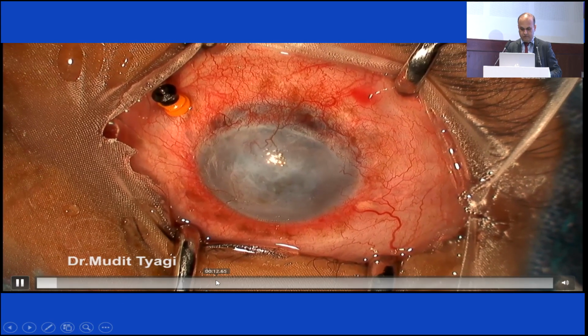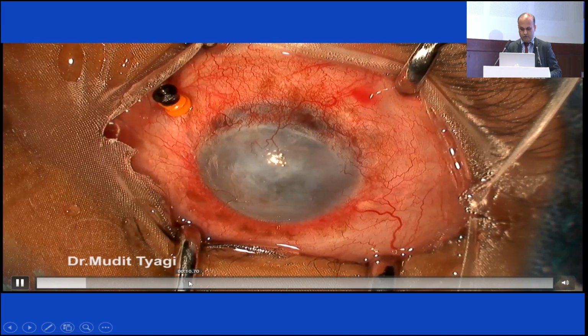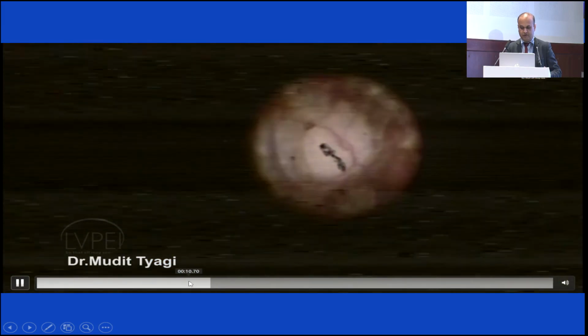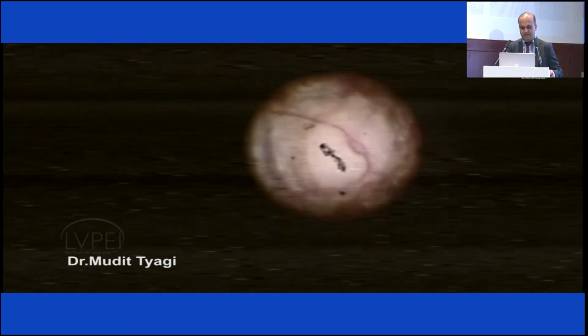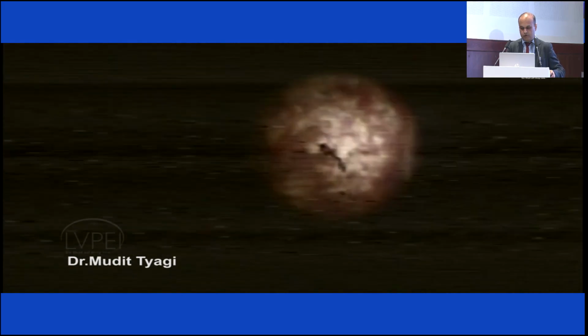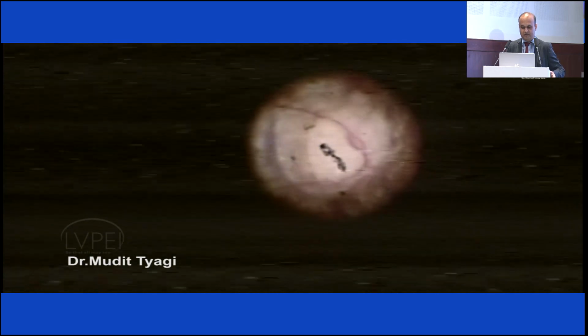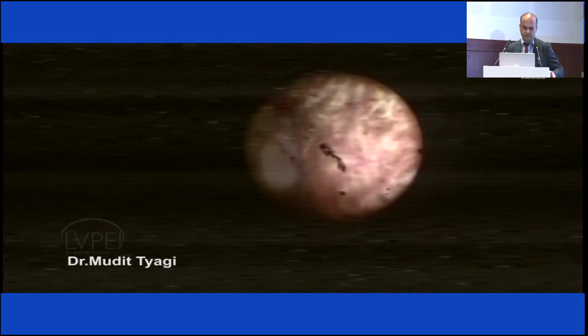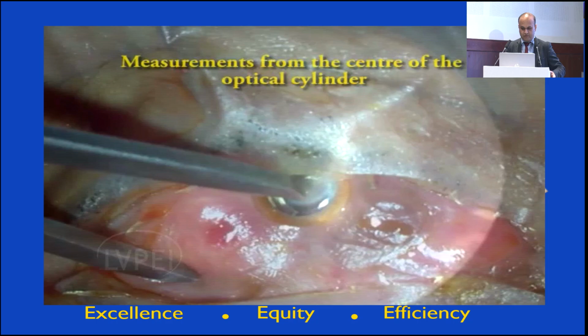So this was another eye which had a totally opaque cornea. Our cornea colleagues referred the patient to us for assessing the retina status, and we found a total optic atrophy along with scarring at the macula, and therefore we deferred any further surgical intervention in terms of a keratoprosthesis for this eye.